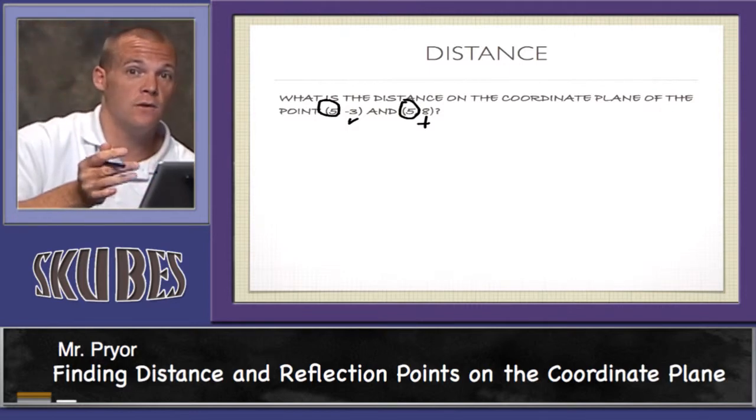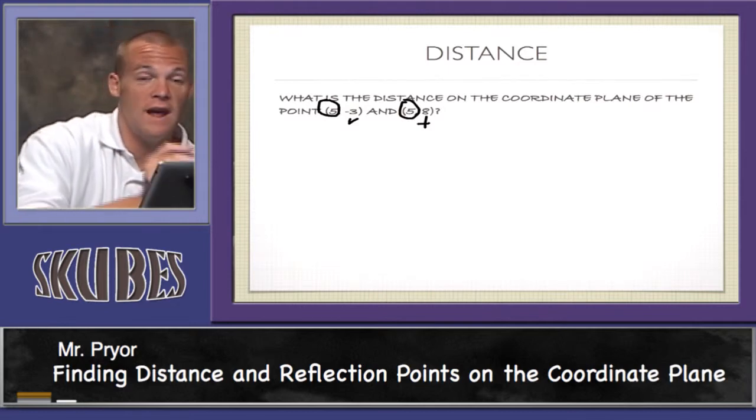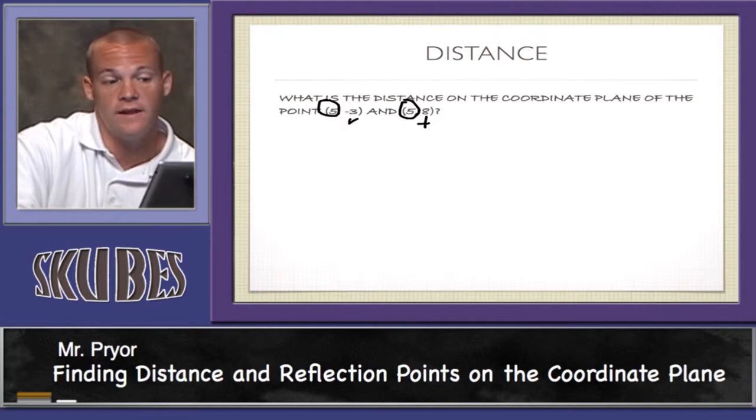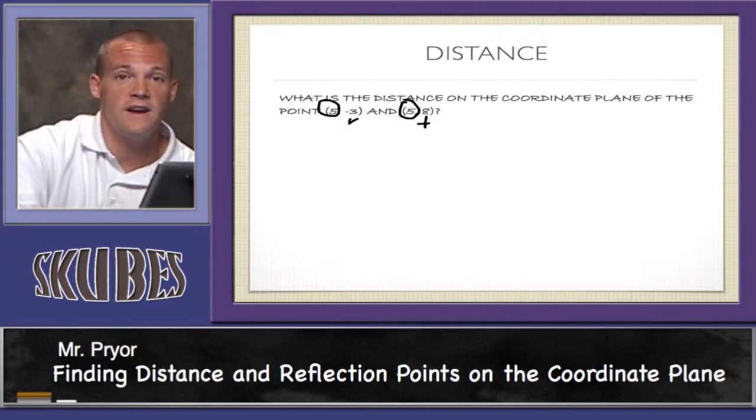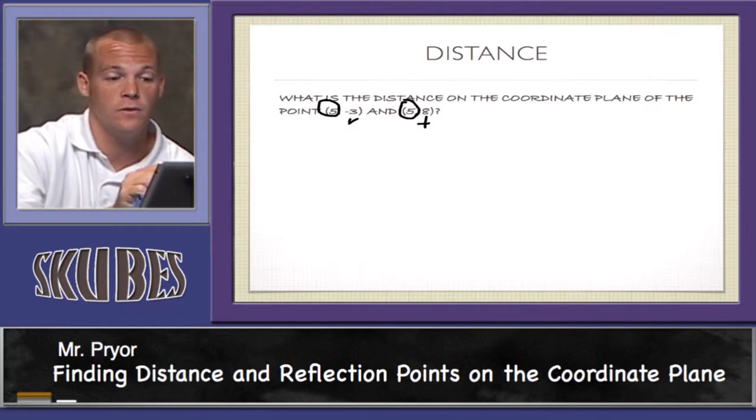So if you've learned what absolute value is, that should make sense. That means you're just adding 3 plus 8. If you haven't learned absolute value, you can see that on another lesson. So ignore the negative sign and add the two numbers, and you'll see that the distance on the coordinate plane of these numbers would be 8 plus 3, which is actually 11.